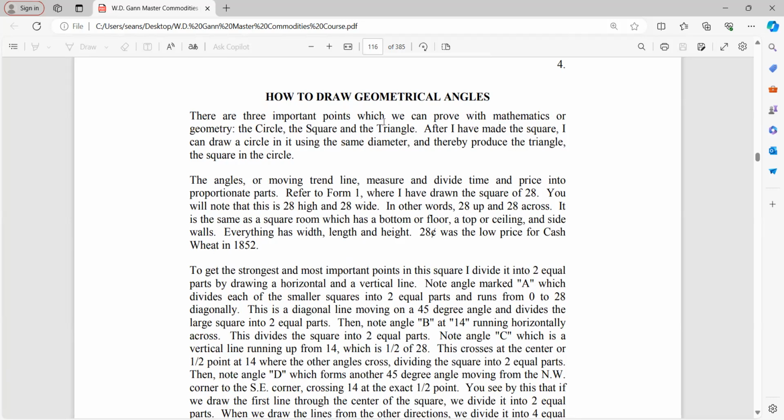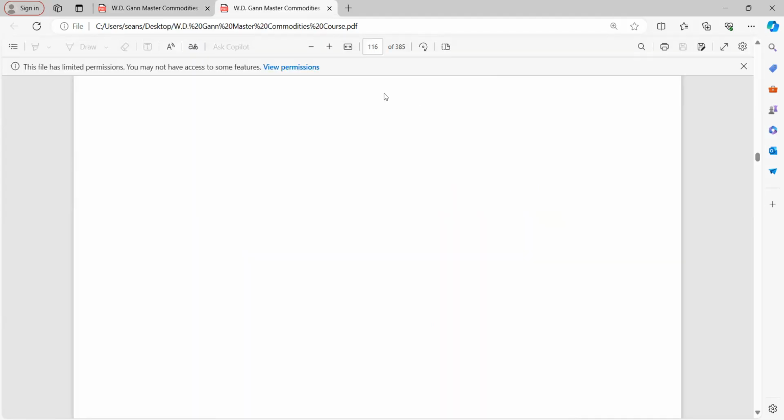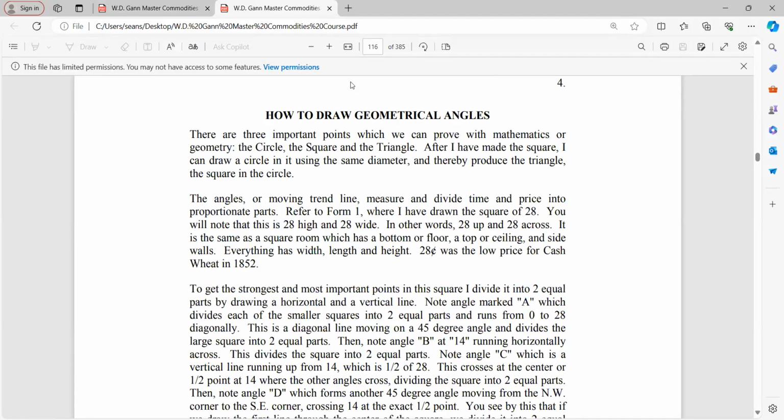So what's the first thing he needs to draw? A square. Now, if I want to square out a high or a low, what does that mean? A lot of people say it, but I don't think many people know what it means. What does it mean to square out a high or a low? Well, he's going to show that to us in this example, but it's based on what Gann calls one of his greatest discoveries that he's ever made.